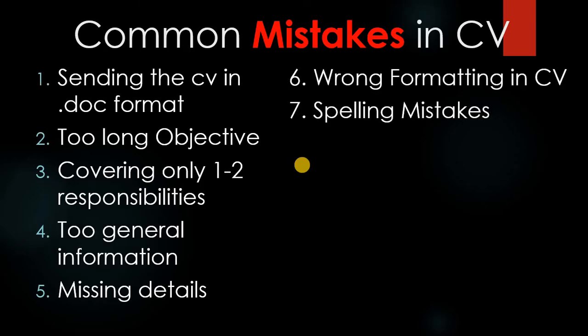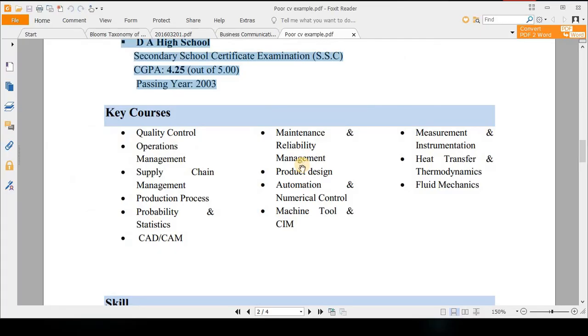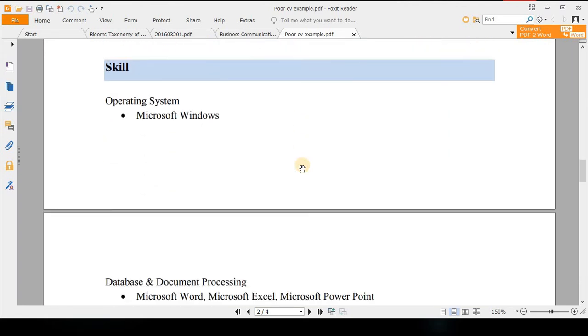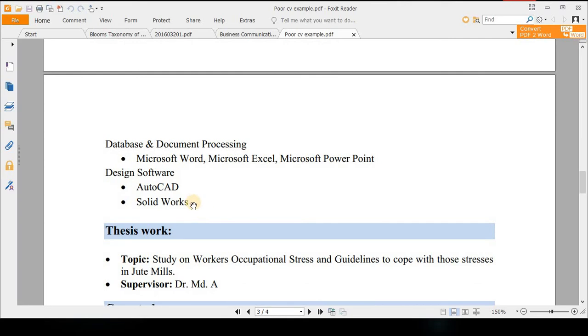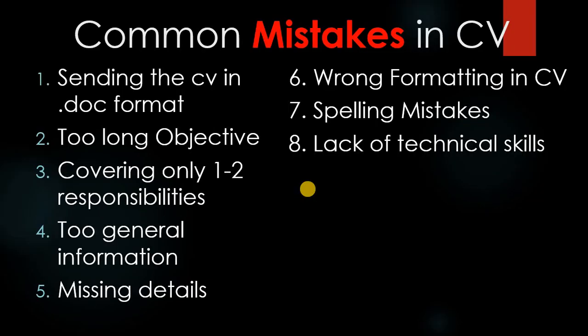Spelling mistakes. If you make any sort of spelling mistakes in your CV, that shows that you are not careful about your job. You are not responsible for your job. You are some sort of childish person maybe. Let me show you something. So here in the skills, he is mentioning Solid Works, but SolidWorks is a single word, not 2 different words. SolidWorks is a software, and that software is used for design purposes. So design software, SolidWorks.